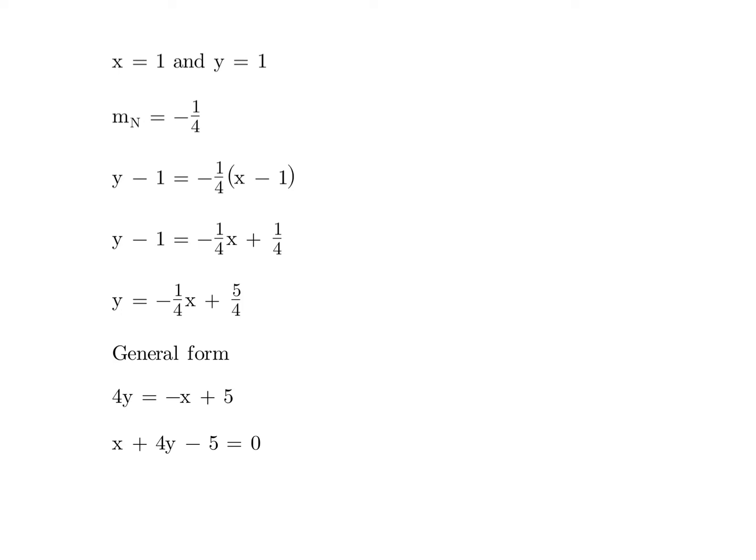For other facts, if we wanted to do it in general form, we can multiply everything by 4, gives us 4y equals minus x plus 5, and make the x positive, so we're going to add the x and minus the 5 across. So the equation of our normal in general form is x plus 4y minus 5 equals 0.